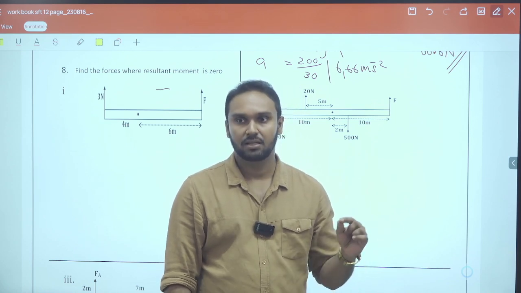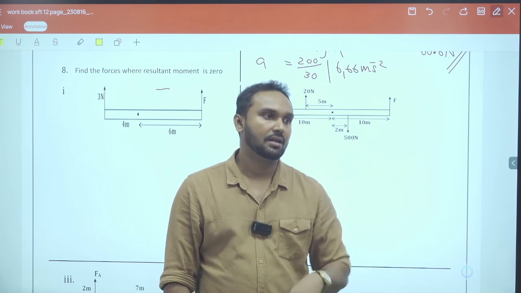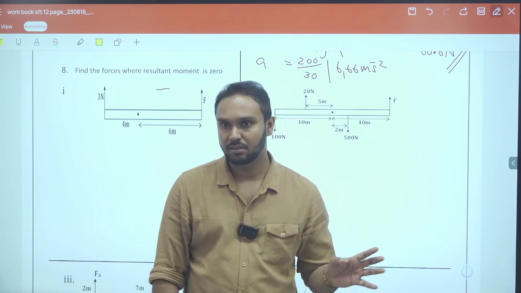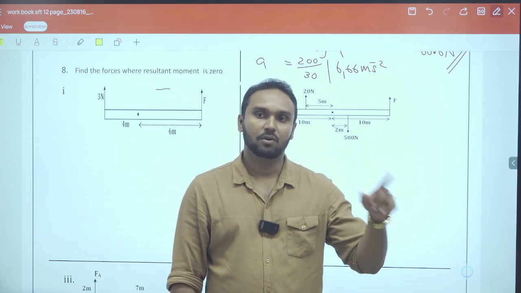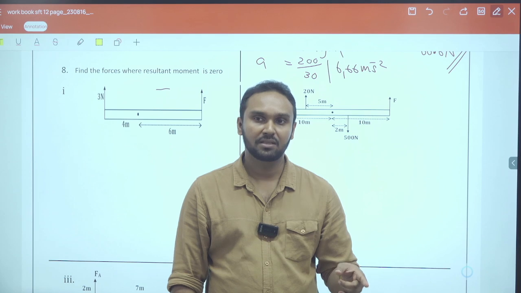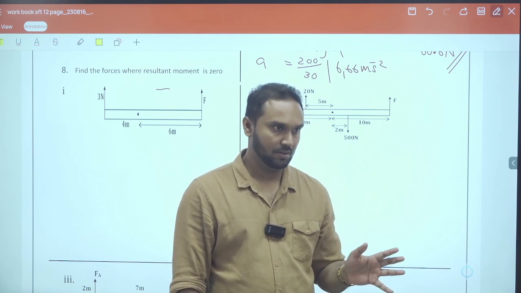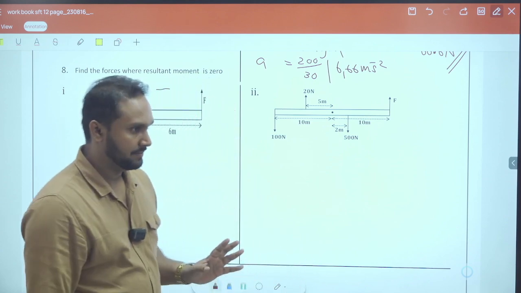Get it? That means there can't be any left hand side rotations or right hand side rotations, right? The algebraic sum of all the clockwise and anti-clockwise moments should be 0. That means the resultant torque should be 0. Get it? Right. So you have to consider that.